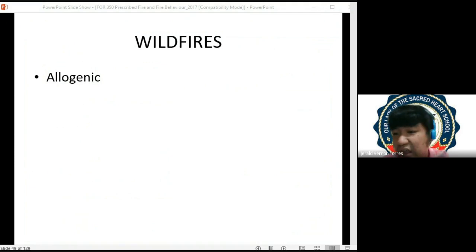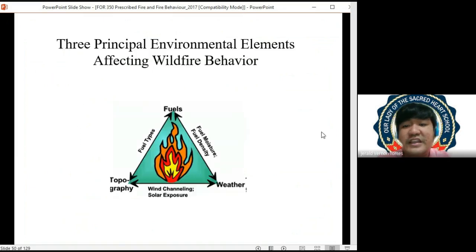So I think we're done with urban or anthropogenic fire. Did you understand anthropogenic fire, grade 12? Naintindihan? Yes po. Okay, now let us go to wildfires, yung tatawag nating allogenic fire. So dito sa allogenic fire, there are three things that we must consider when we are considering allogenic or wildfire. So we must consider syempre fuel, yung topography, and yung weather natin.